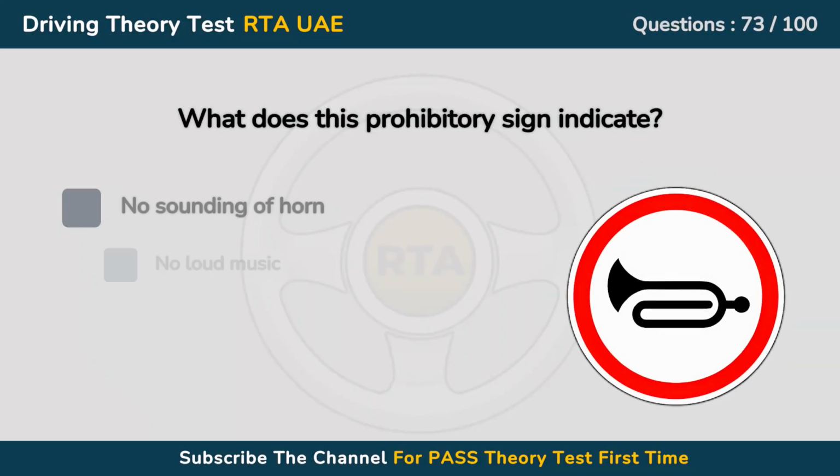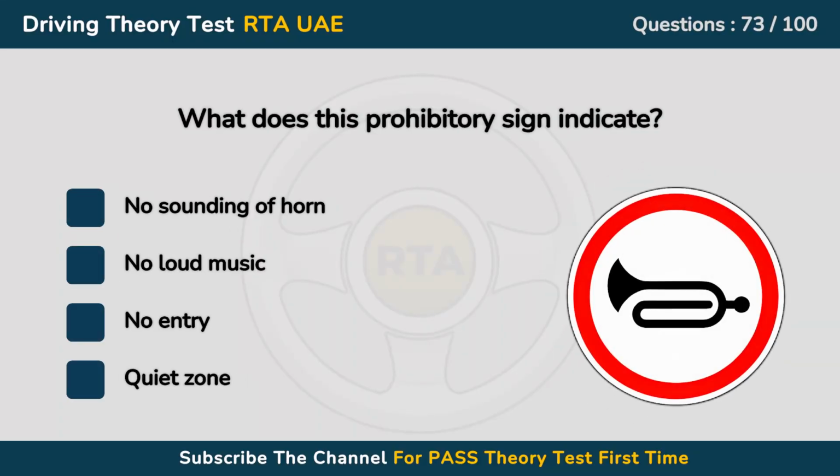Question 73. What does this prohibitory sign indicate? A. No sounding of horn. B. No loud music. C. No entry. D. Quiet zone.